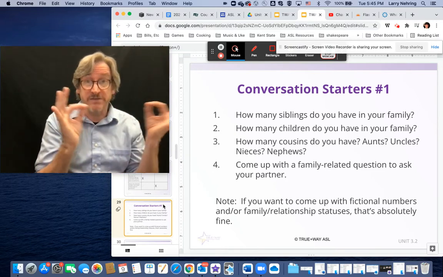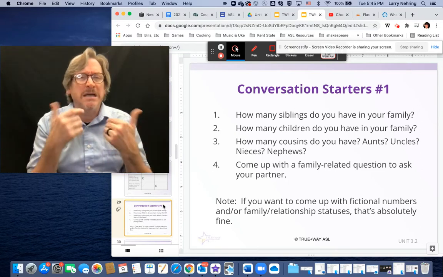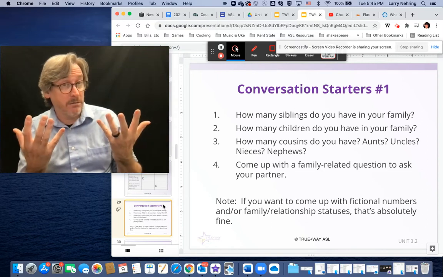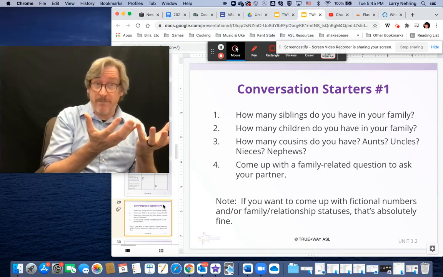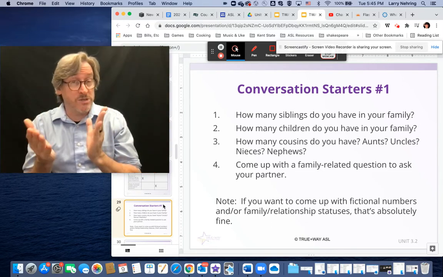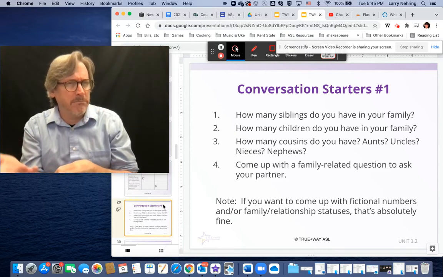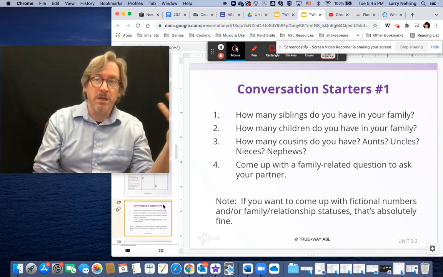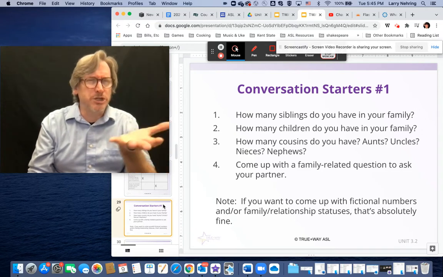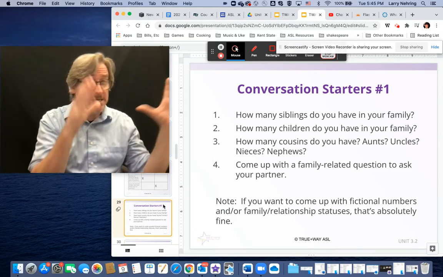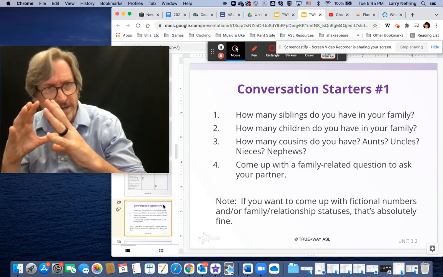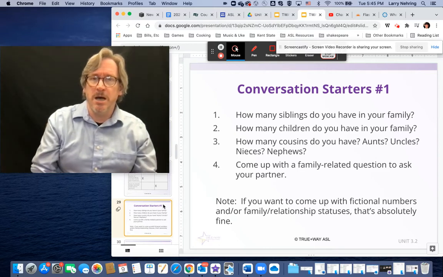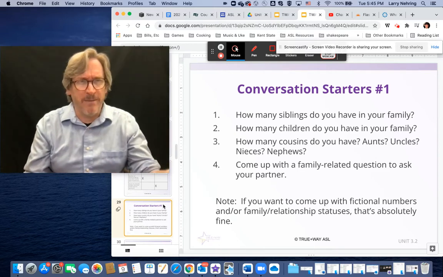So the object is family. Brother, sister have how many? Because family is the topic. Getting more specific, brother, sister, how many? Your family, children, how many? That makes sense. Big concept. Work your way down to smaller concept. We'll talk about family in class.